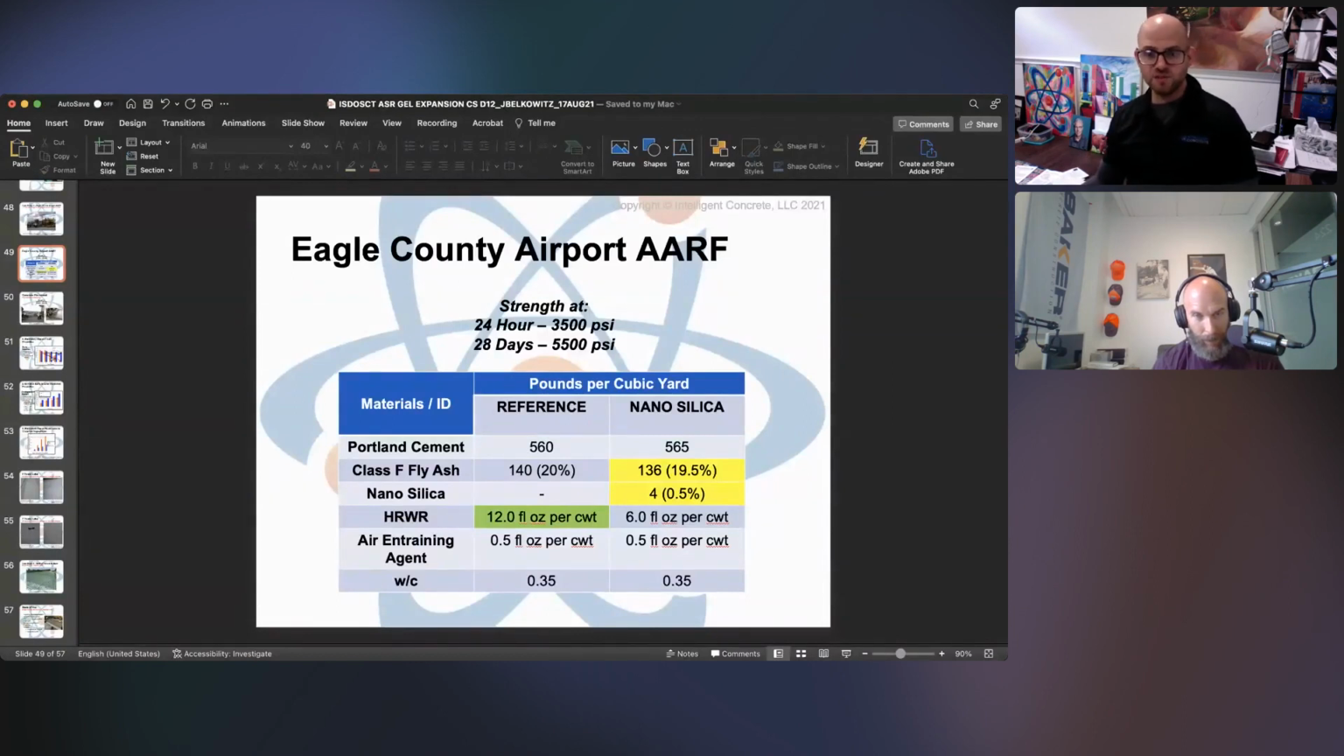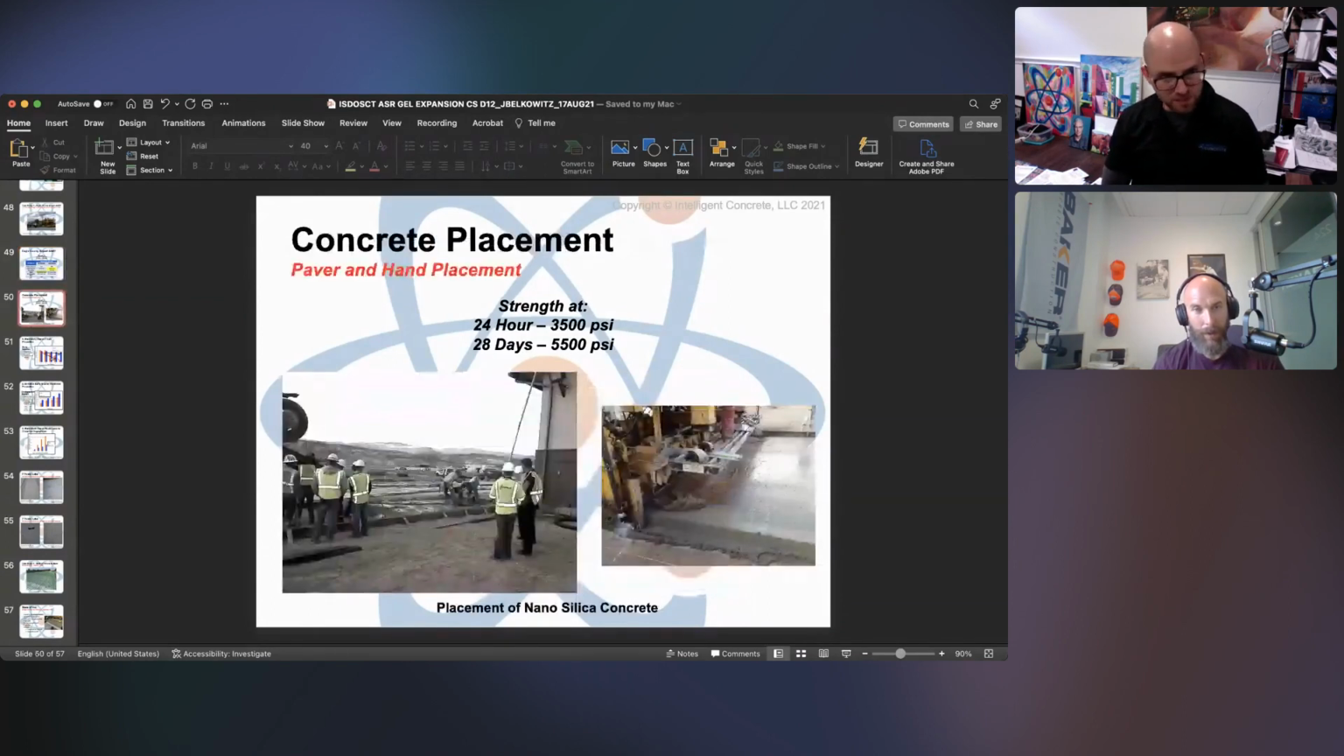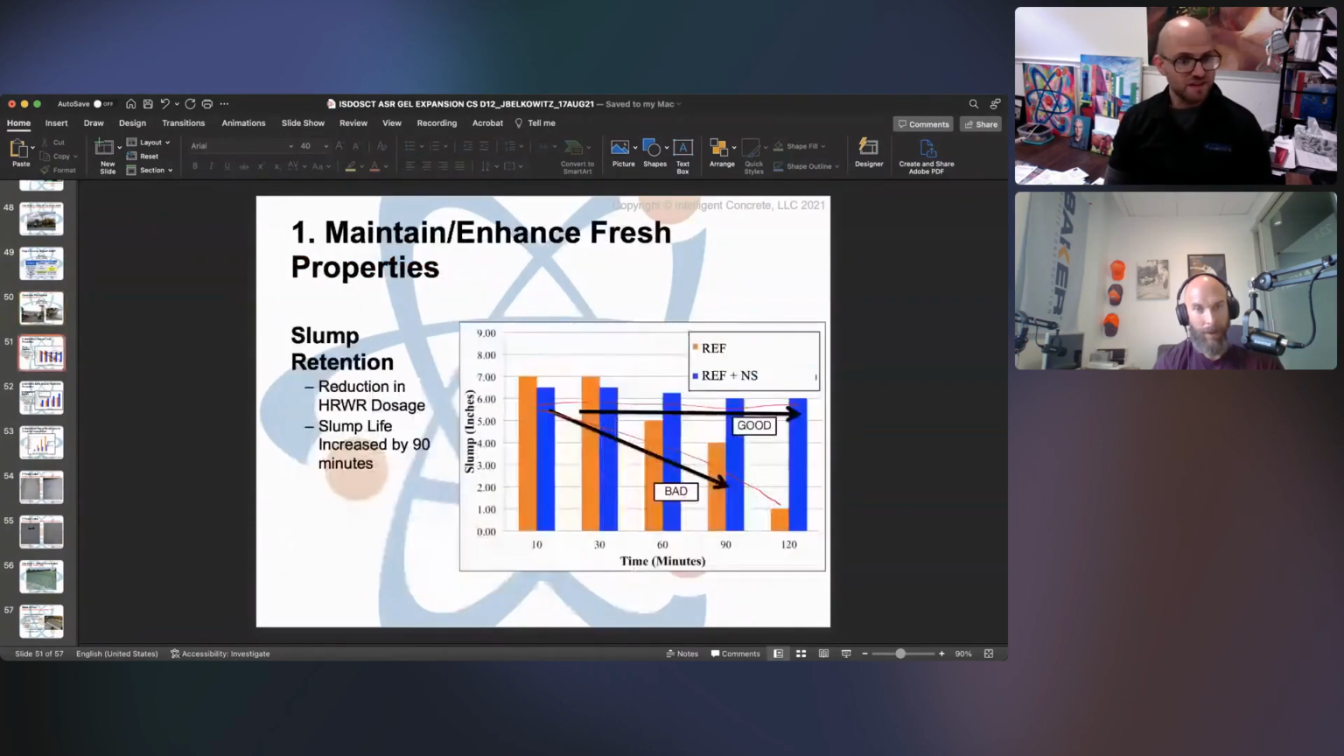Ultimately, we had to use at least 20% Class F fly ash. So for the nanosilica mix, we took it from 20% to 19.5%, because that's 20% Class F fly ash, and the engineer felt comfortable. And then we used 0.5% nanosilica. We ultimately could reduce our high range water reducer, and that's something that we find with nanosilicas, that they increase the efficiency of everything around it. We not only did hand placement of this pavement, but we also did a slip form paver. And again, we're trying to achieve 3,500 psi in 24 hours, 5,500 at 28 days.